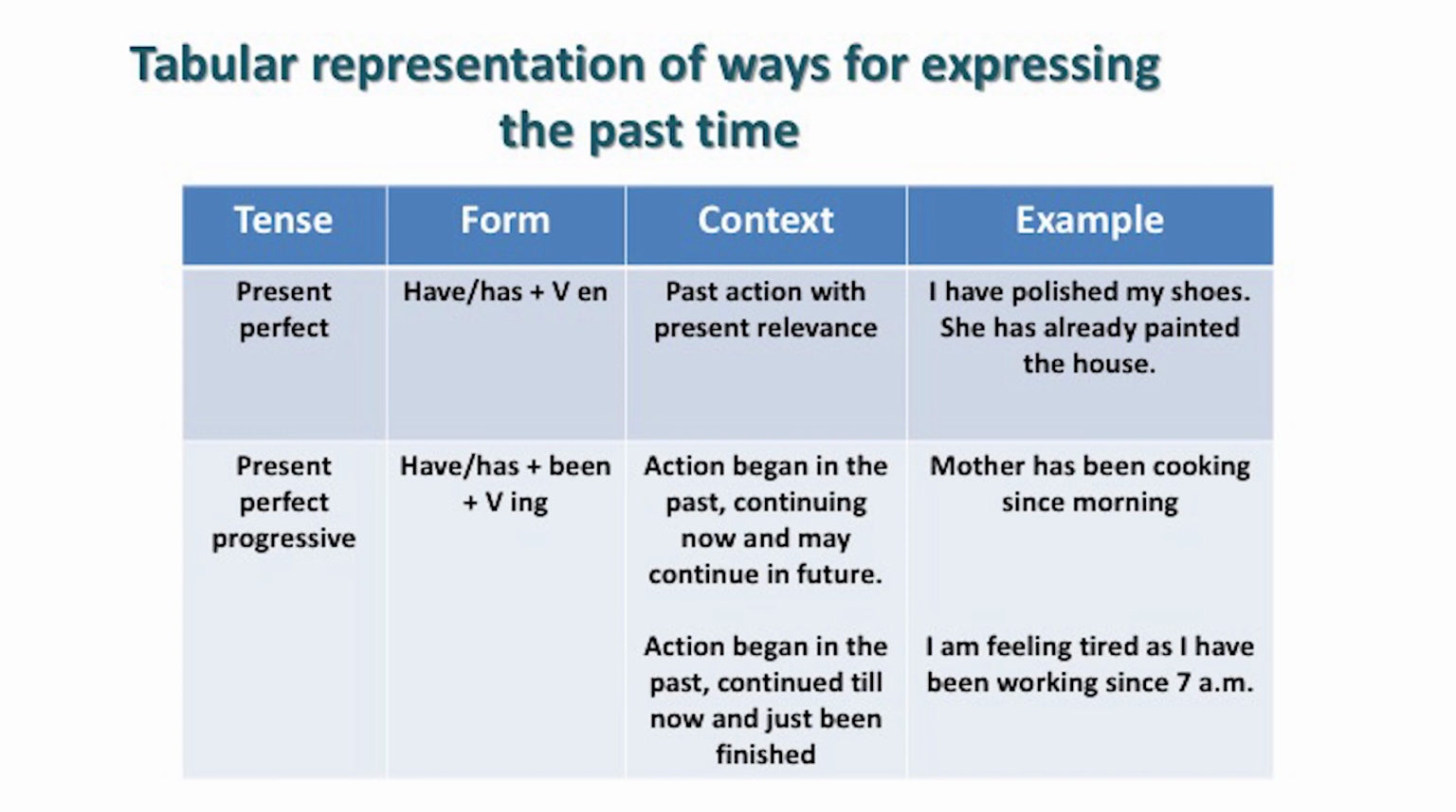The second one, present perfect progressive, the verb takes the form have, has plus been plus verb ing, and the context for actions which began in the past, continuing now and may continue in future.